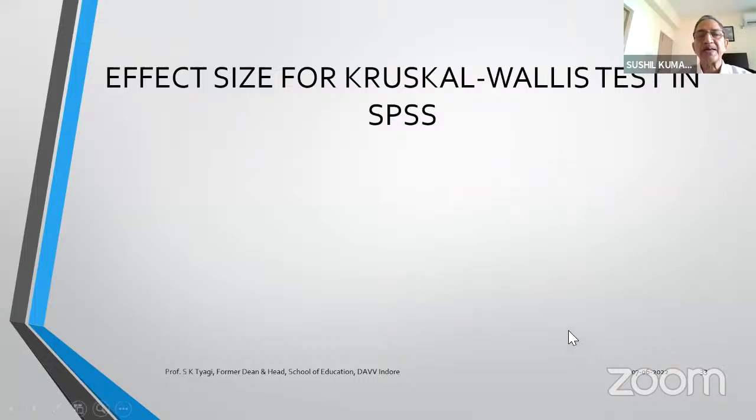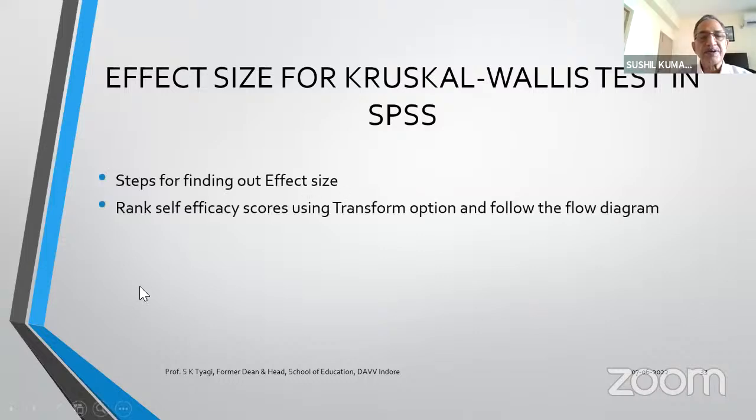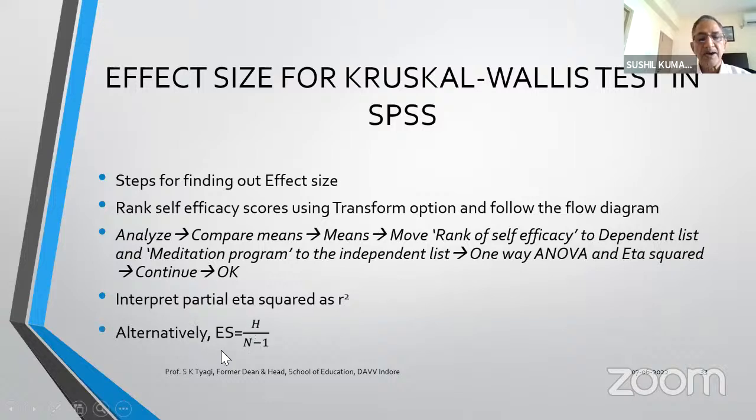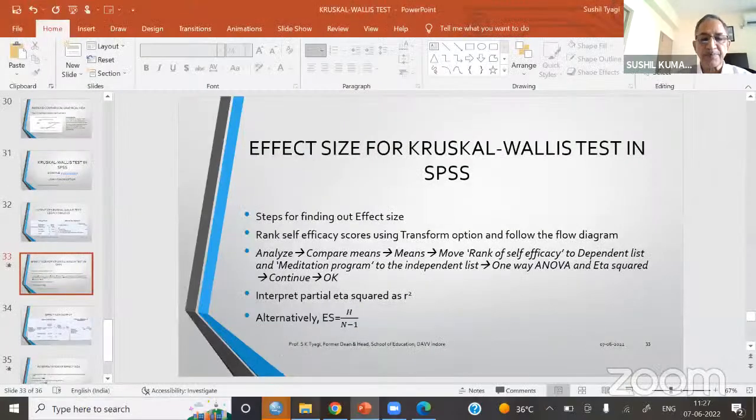But I will show you how to calculate it automatically in SPSS. Steps for finding out effect size. First of all, we rank that variable. So rank the self-efficacy score using the transform option, as I told you earlier. Then analyze, compare means. I will tell you how. And this is interpreted as R square. And alternatively, effect size is H upon N minus 1. Now let me show you how to find it out and then how to interpret it.